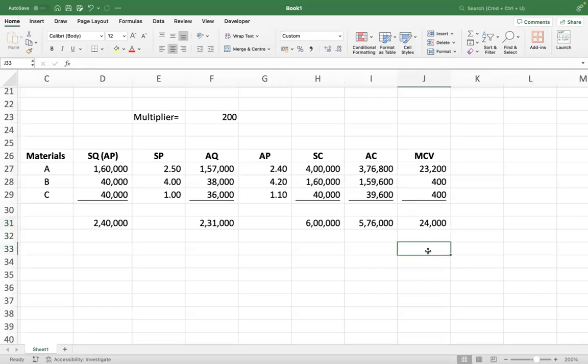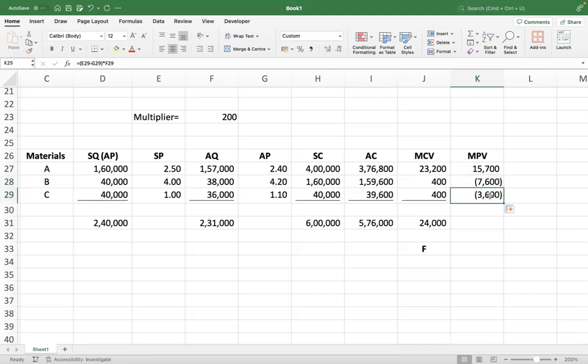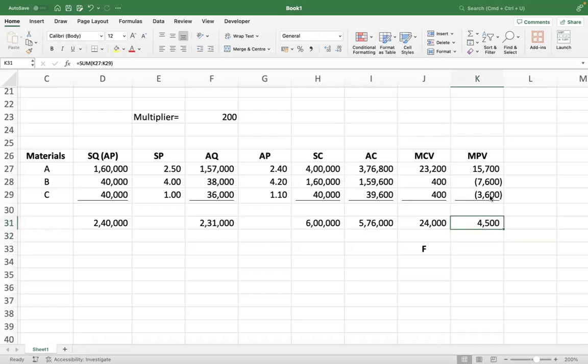Now, is this favorable or adverse? Favorable. Has to be, because your actual cost is lower. So you can write it as 24,000 F. What is material price variance? Formula: standard price minus actual price into actual quantity. Correct. So we will do that for all, and in the same way you can get the total price variance, which is 4,500 favorable again on an overall basis.